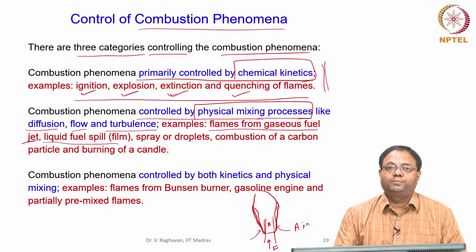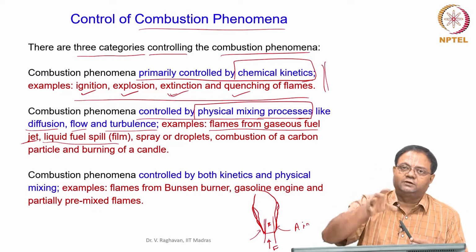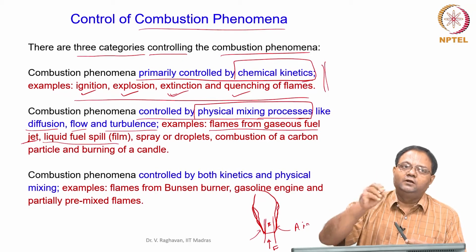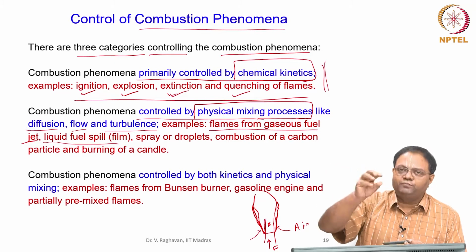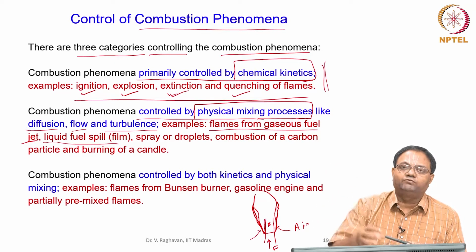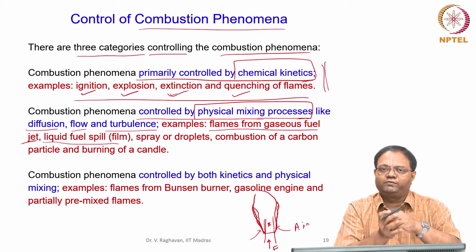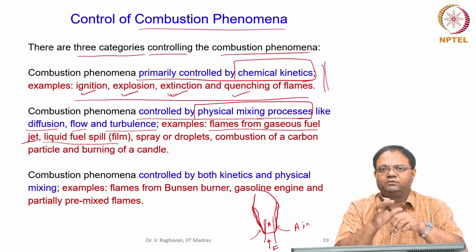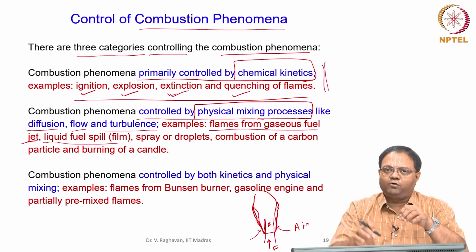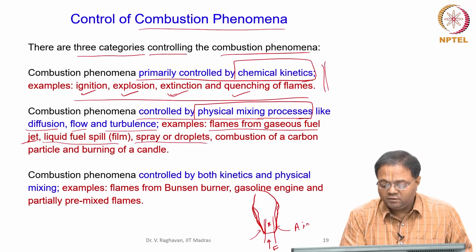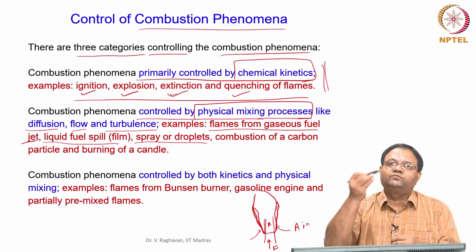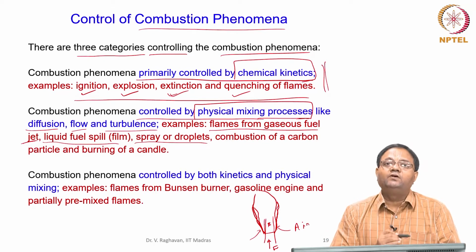And the spray of droplets: if you inject a liquid jet at high pressure, it will disintegrate into small droplets, and each droplet will have some flame over it. For example, if the droplets are big enough, some vapors are formed over the surface and they mix with the ambient air, and a flame can form over the liquid droplet itself. So, again, the rate at which the vapor mixes with the ambient air will control the process.